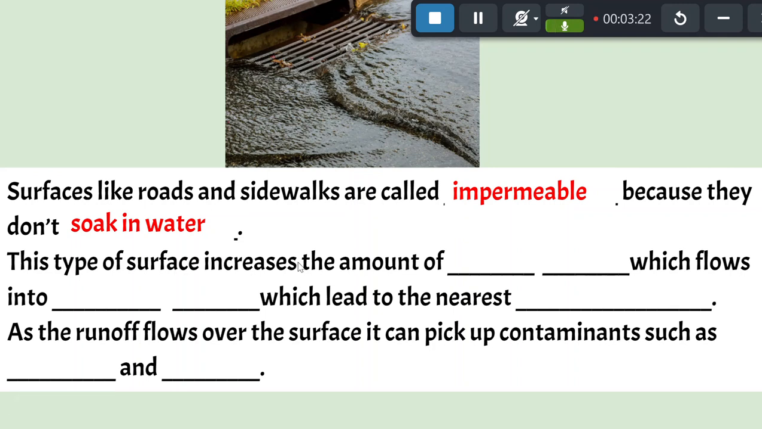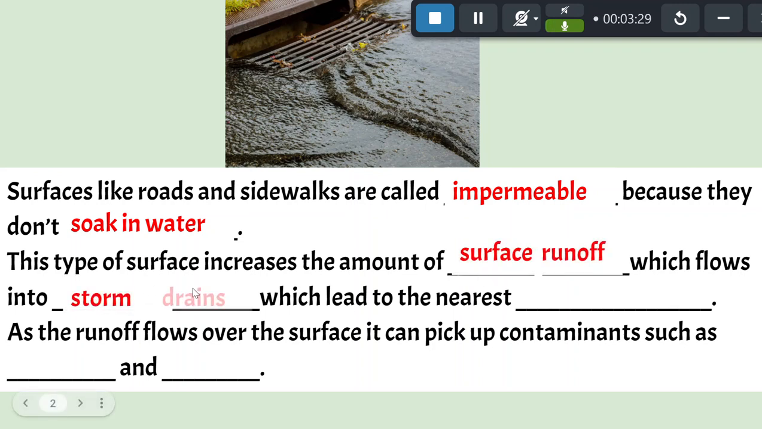The type of surface increases the amount of surface runoff, which flows into a storm drain, which leads to the nearest waterway. Okay, so an impermeable surface increases the amount of surface runoff that's going to go into these storm drains because it can't soak into the ground. It has to go somewhere. It's going to go into the storm drains. As that runoff flows over the surface, it can pick up contaminants. Okay, and there's lots of contaminants.